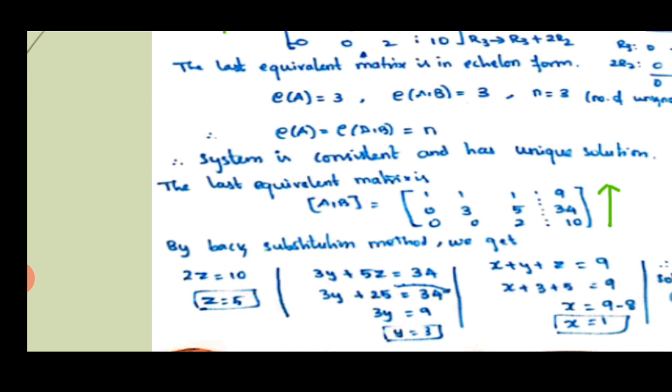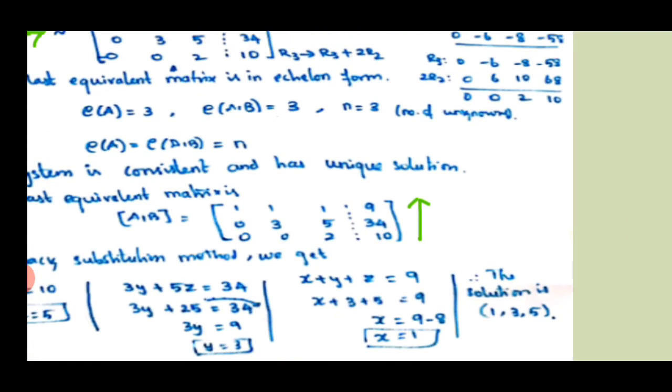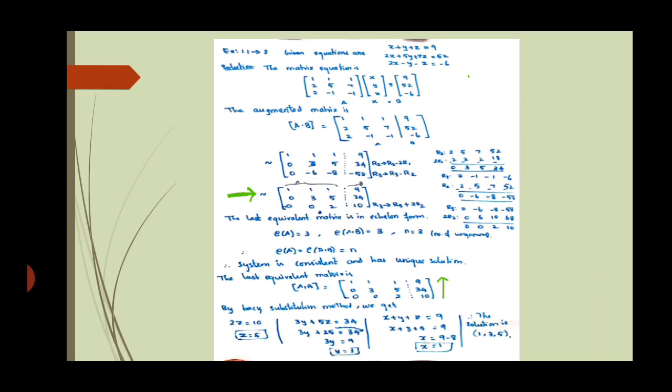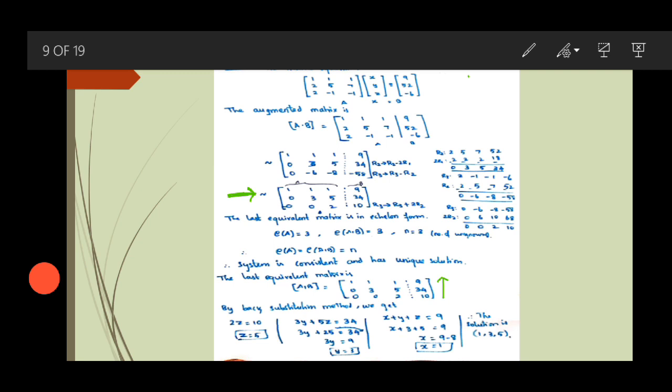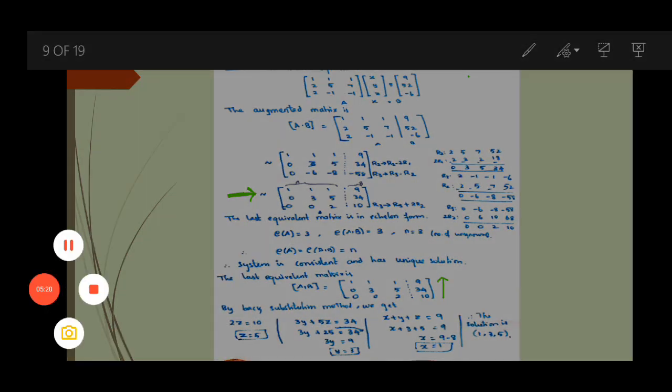The answer for x is 1, y is 3, and z is 5. And that is the solution for the given system of equations. In this you could have understood one thing: the system has only one set of values for x, y, z. That's why it is called a unique solution.